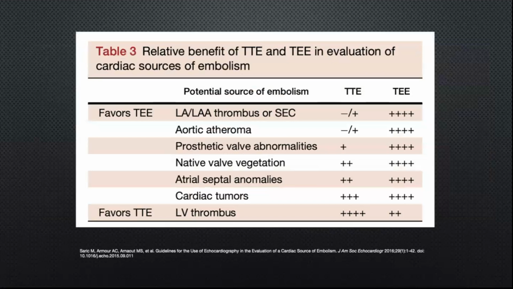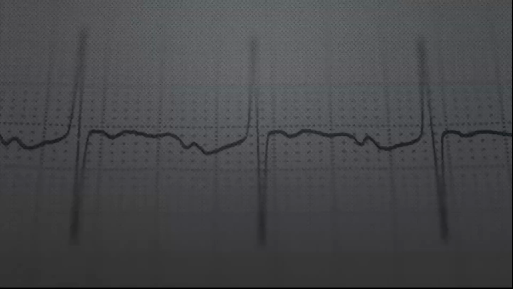I'm obviously not an expert in TEE, but just to show you, there are some benefits of surface echoes versus TEEs in these cases. For LA thrombus, we usually think of a TEE because it's better visualized. For aortic atheroma, they say TEE. For prosthetic valves, we often will put a probe down and take a look. And if you have apical akinesis or hypokinesis, contrast is very good for LV thrombus.